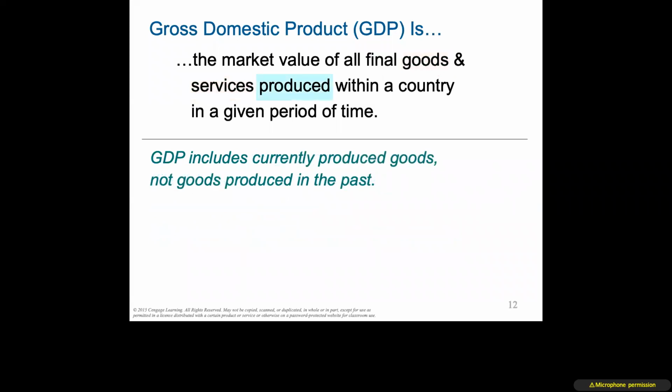The market value of all final goods and services produced. So the GDP includes currently produced items, goods and services, not goods produced in the past. So it's an important one. We'll find out what happens to a good that's produced in the past. What happens to that car that was produced last year? Yes, we'll find out in a second.